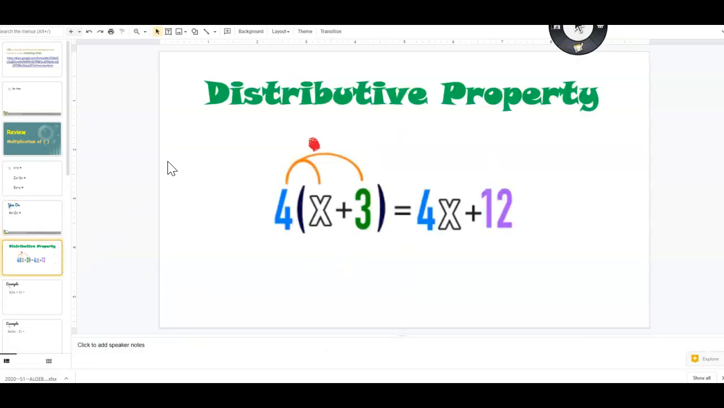So now let's review distributive property. If you have a number outside of a parenthesis, to get rid of the parenthesis, you're going to multiply the number outside to everybody inside of the parenthesis. Just be careful, the relationship here is multiplication because 4 is multiplying the parenthesis. So you're going to use 4 multiplying everybody inside. Okay. So 4 times x is 4x. 4 times 3 is positive 12.